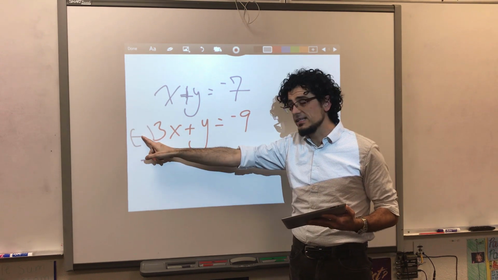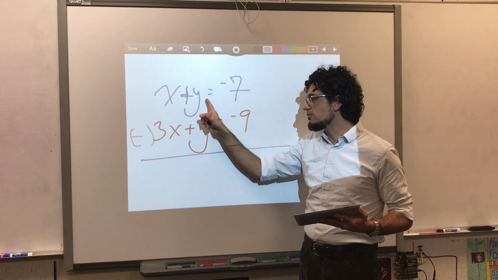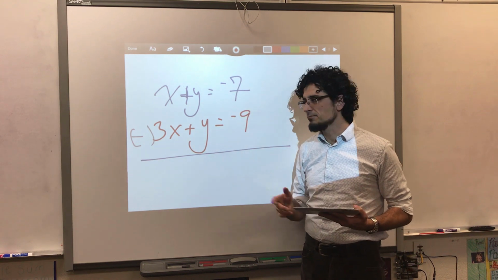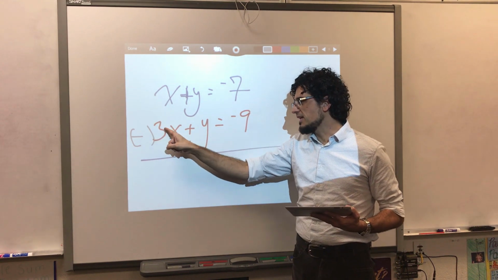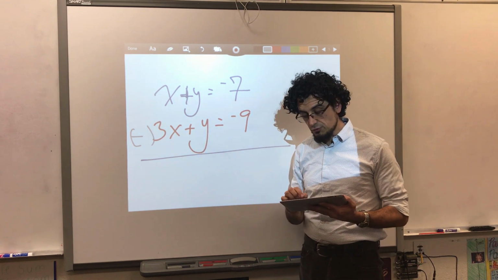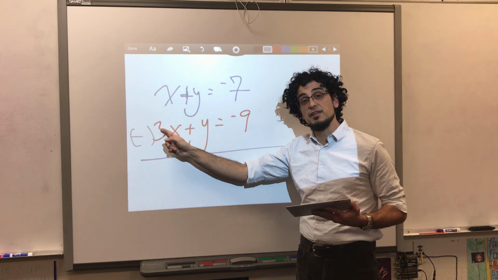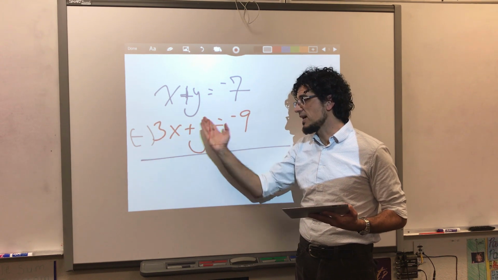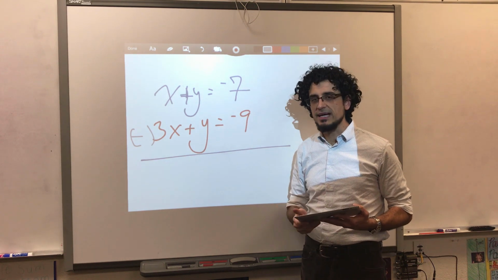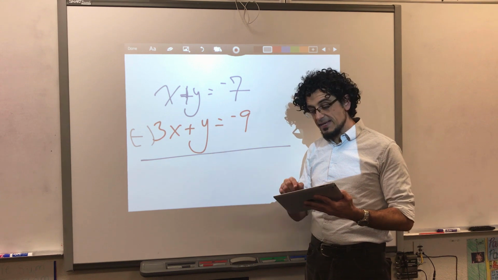Now, if I'm subtracting 3x from x, I'm subtracting y from y, and I'm subtracting a negative 9 from a negative 7. You want to make sure that you are thinking that you are subtracting in each of these cases. You may choose to rewrite the problem, basically flipping the sign on each, getting a negative 3x, a negative y, and a positive 9, and then combining. You can do it that way. But I'm just going to do it as it is right now.